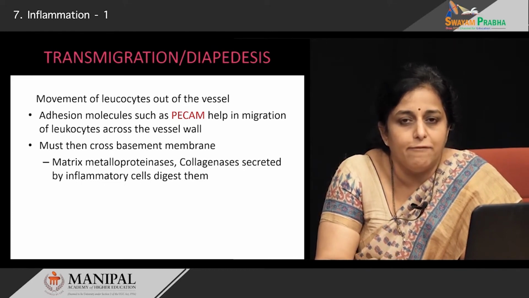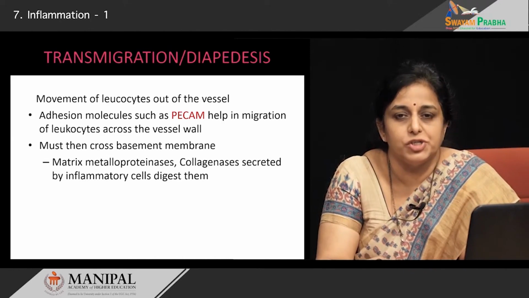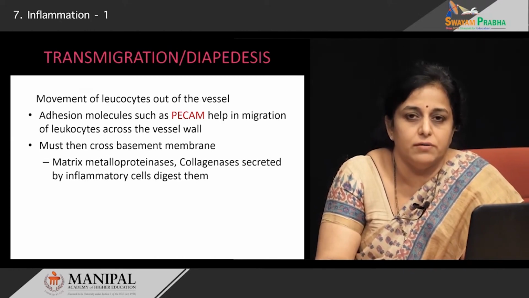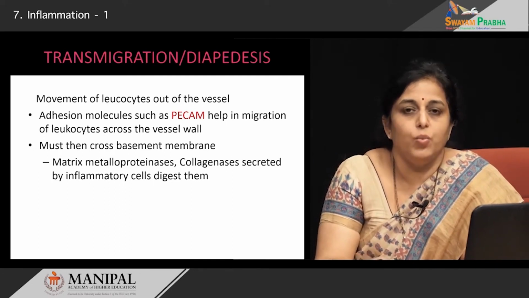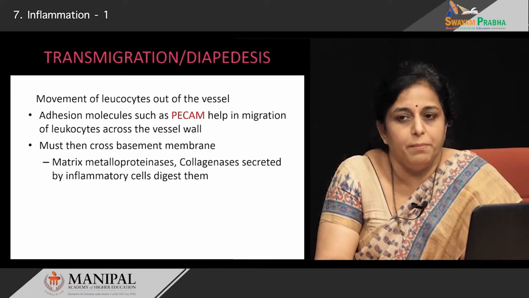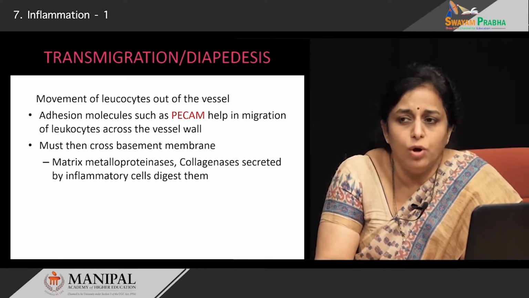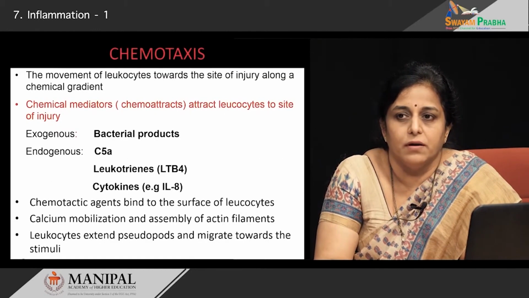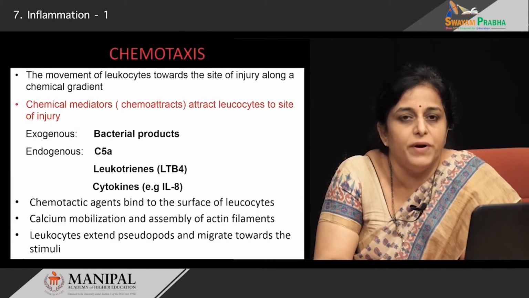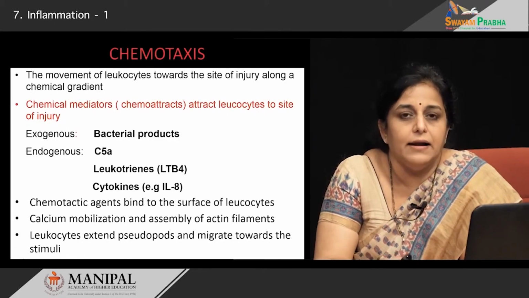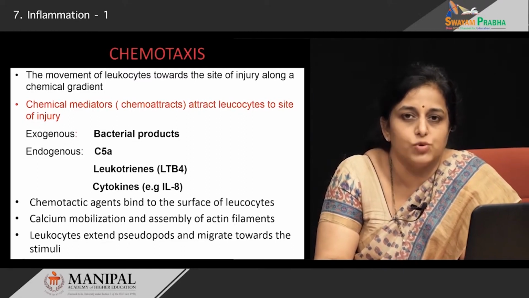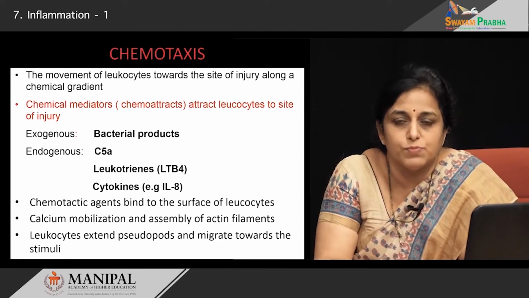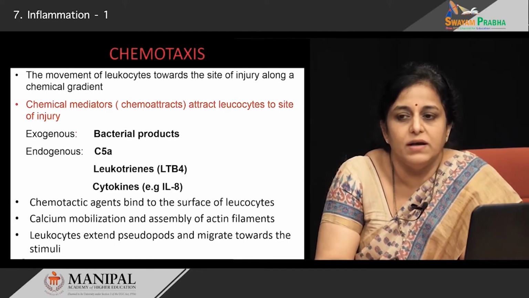Then the leukocytes have to degrade the basement membrane and the collagen and other tough tissues that surround the vessels. This happens because the leukocytes secrete various enzymes which digest these proteins, most important being MMPs or matrix metalloproteinases. Chemotaxis we learnt is a movement of leukocytes to the site of injury towards a chemical gradient, and this happens because of release of various chemicals. Most importantly, exogenous bacterial products, and endogenous products like C5a, leukotrienes, cytokines.